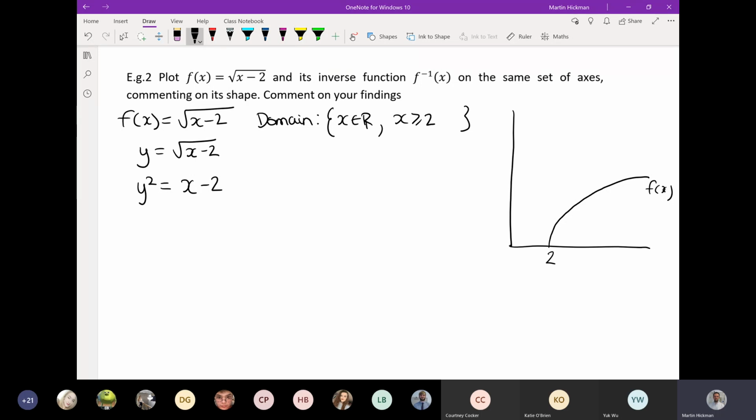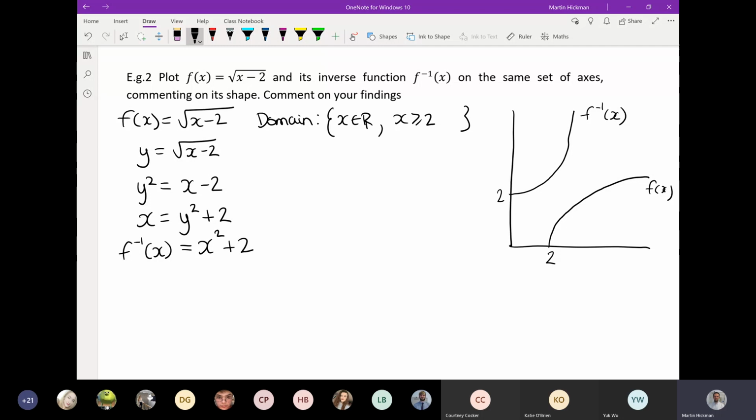Okay, square the left-hand side. So when I square the whole of the right-hand side, it just gets rid of that square root. Then what I would do is simply add 2 to both sides. Then just change the x to an f to the minus 1 and change your y to an x. And you get the following. So then if I draw this, I now get my f to the minus 1 of x. And also, you can see there, I would have a y-intercept of 2.